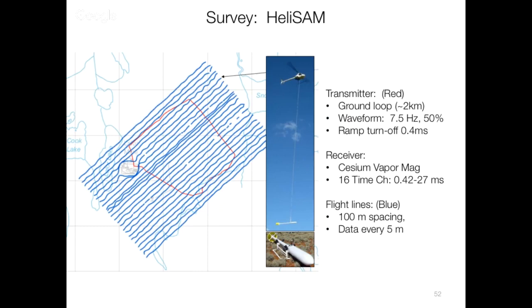So here's the transmitter in red, a couple of kilometers on the side. The receiver is a total field magnetometer, a cesium vapor magnetometer, with time channels from 0.42 to 27 milliseconds. And here are the flight lines in blue.